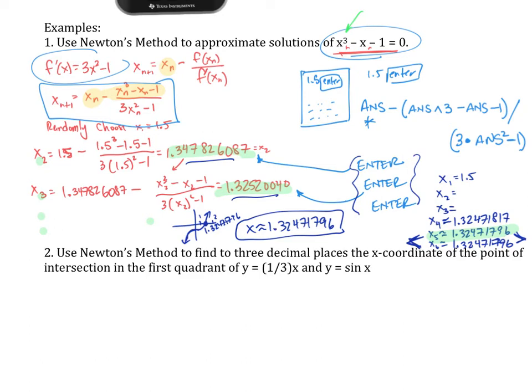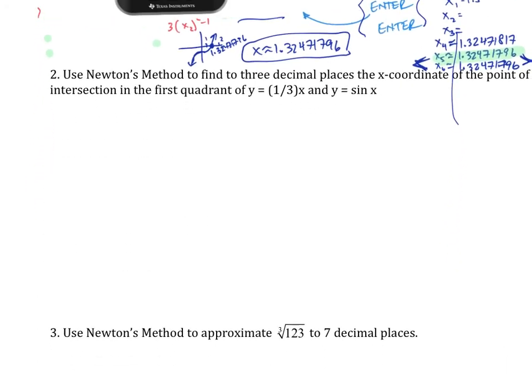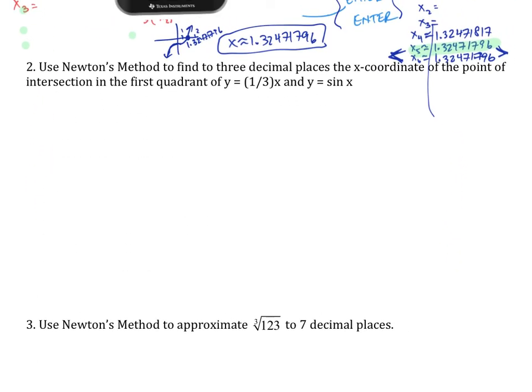So let's do another one. Let's see what we got here. Oops, let's move this up. Okay, and we can take a look at what we have here. And let's go back and change my pen color again, and let's see. Use Newton's method to find to 3 decimal places the x-coordinate of the point of intersection of the first quadrant of these 2 equations. Okay, so the intersection.